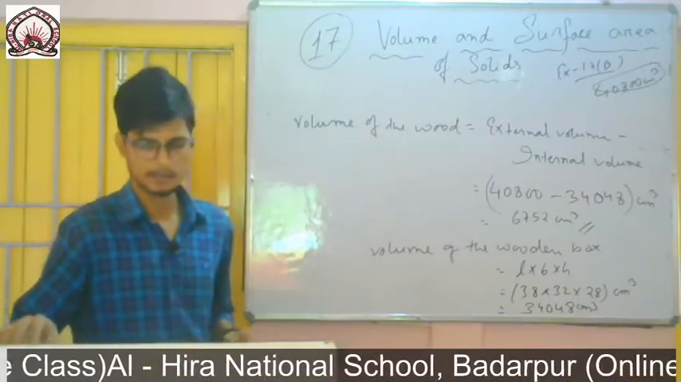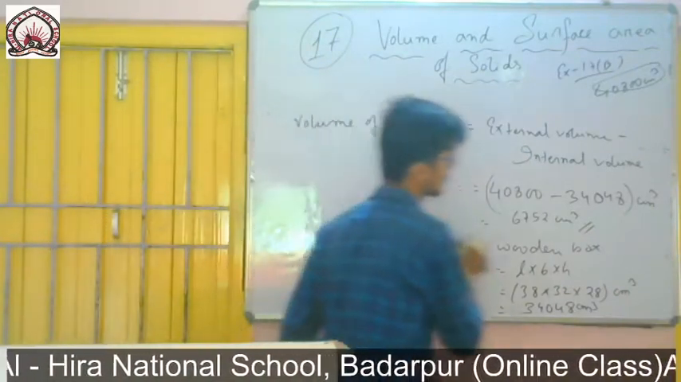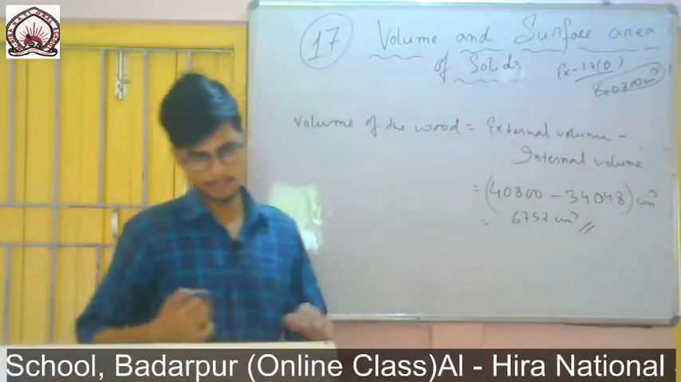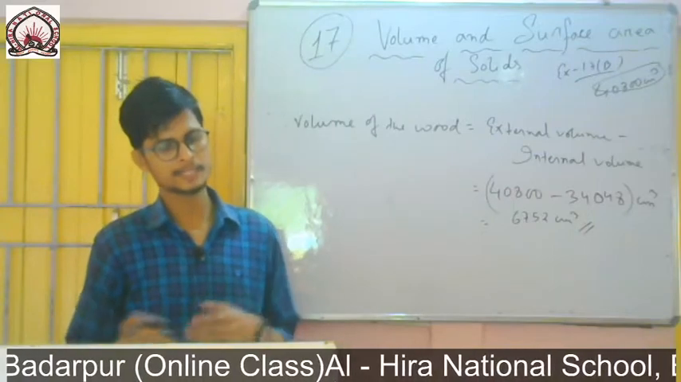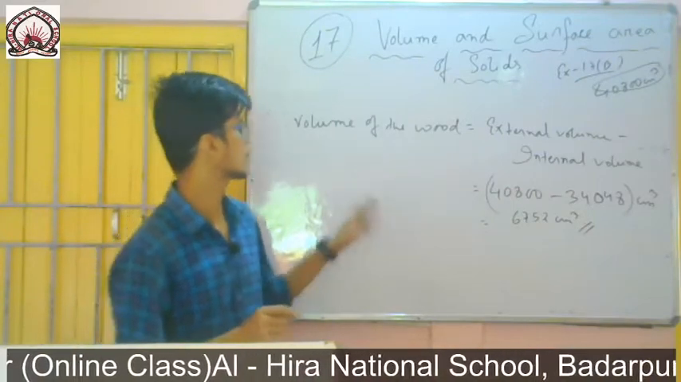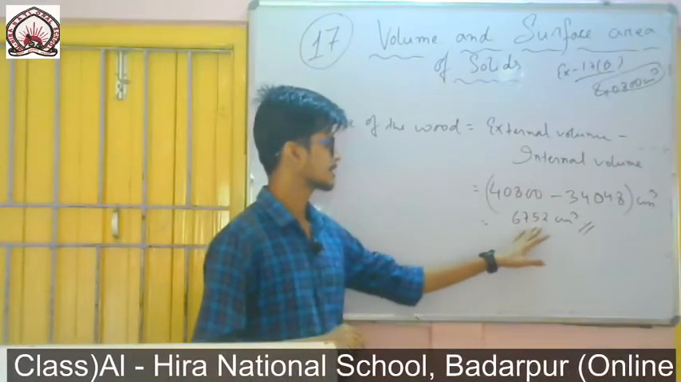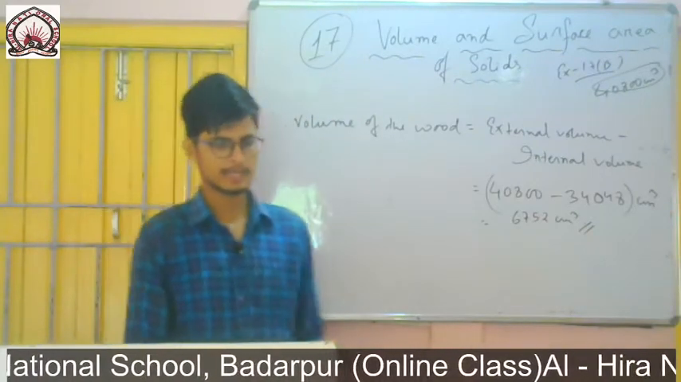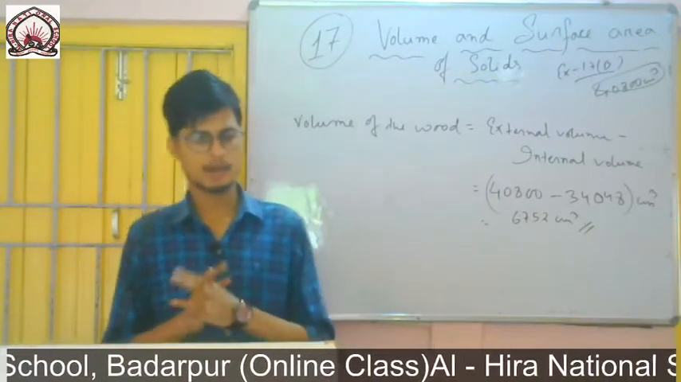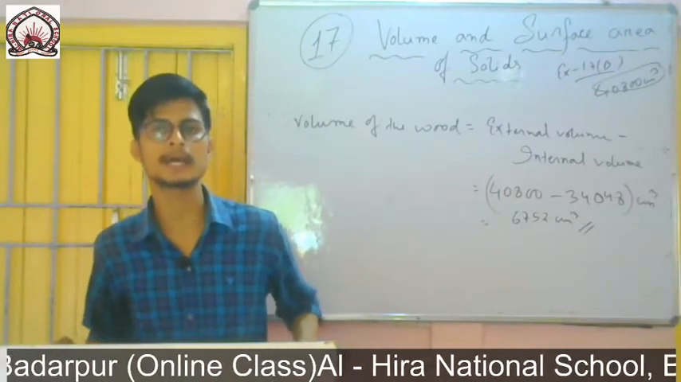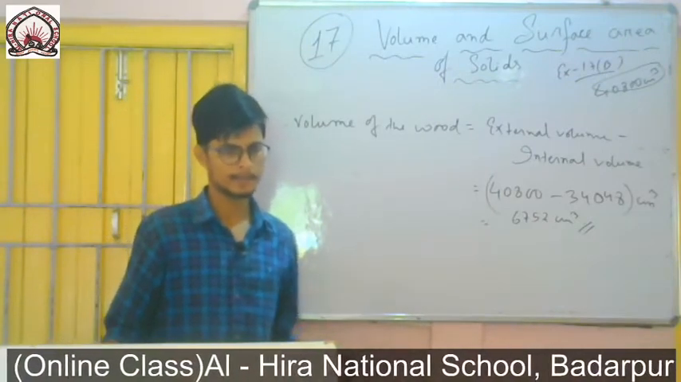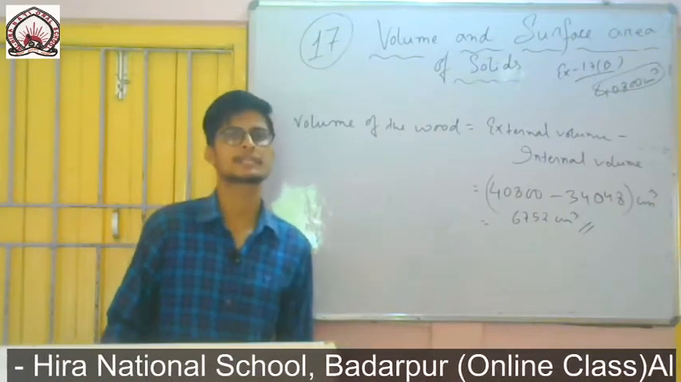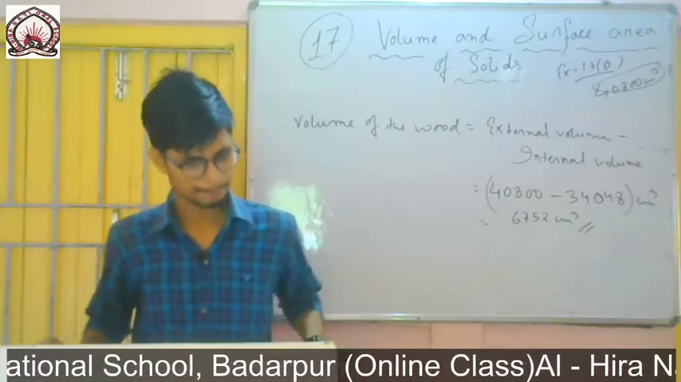So this is the required answer. Question was to find the volume. What is the volume of the wood? How many centimeter cube of wood are there in it? So there is 6752 centimeter cube of wood. The last line you write: how many centimeter cube of wood are there in it? So in the wooden box there is 6752 centimeter cube of wood.